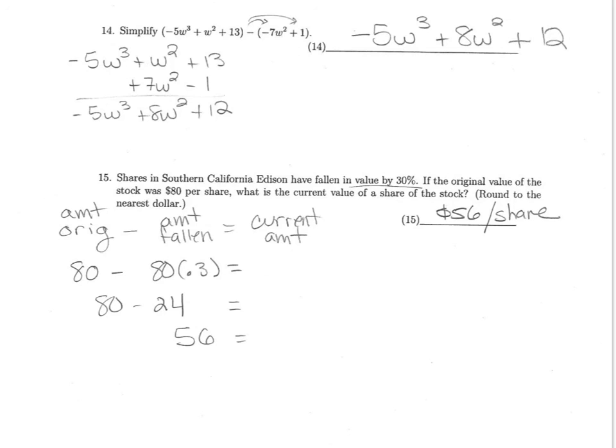Another way to do this, remember, is that instead of the amount fallen here and subtracting that, you could say that since it fell 30%, it's now 100 minus 30%, which is 70% of its original. So you could just take 0.7 times 80 and get the same exact answer.